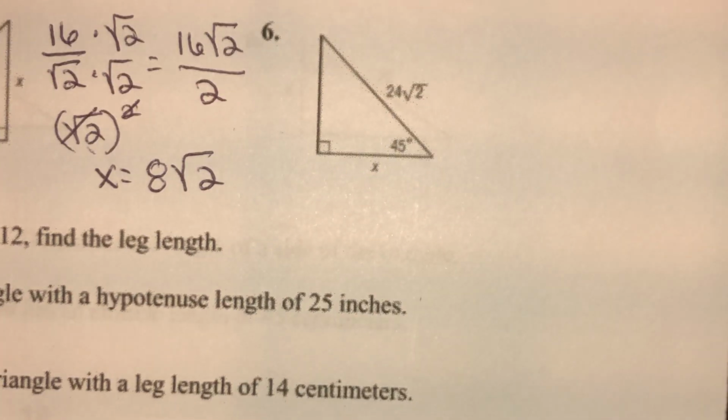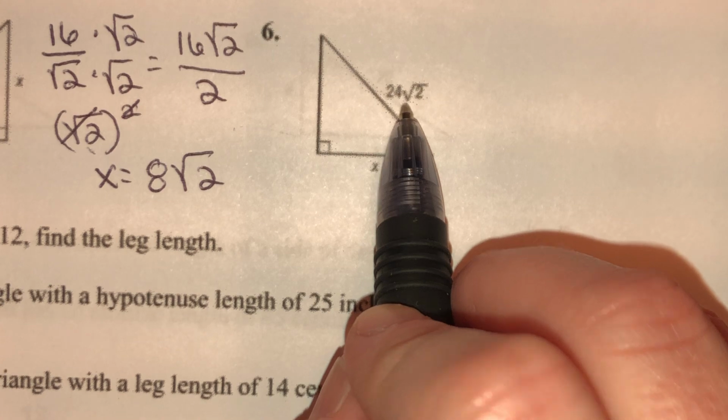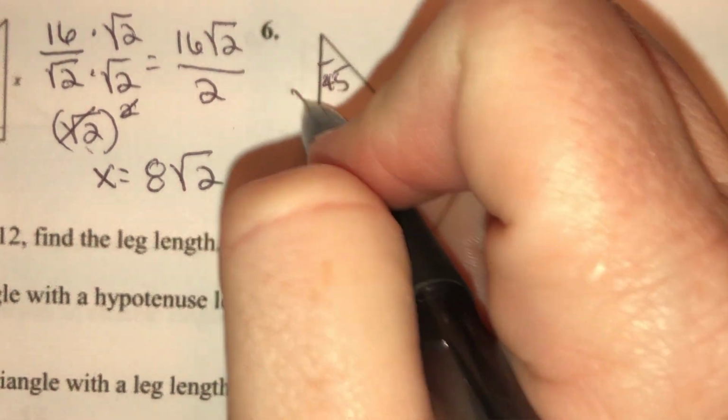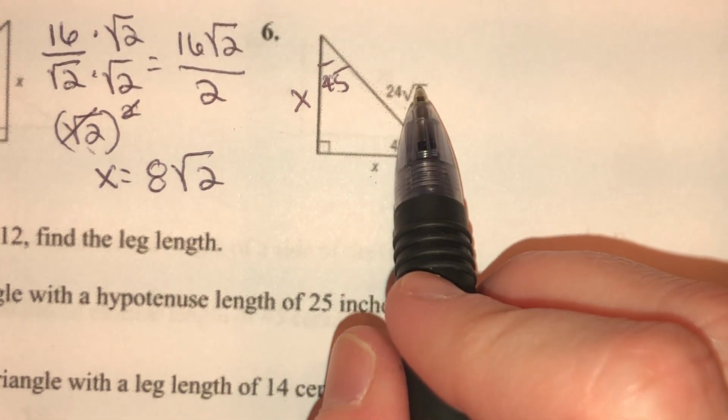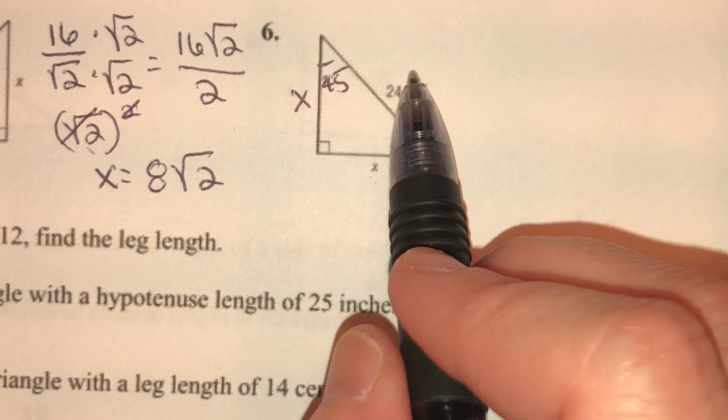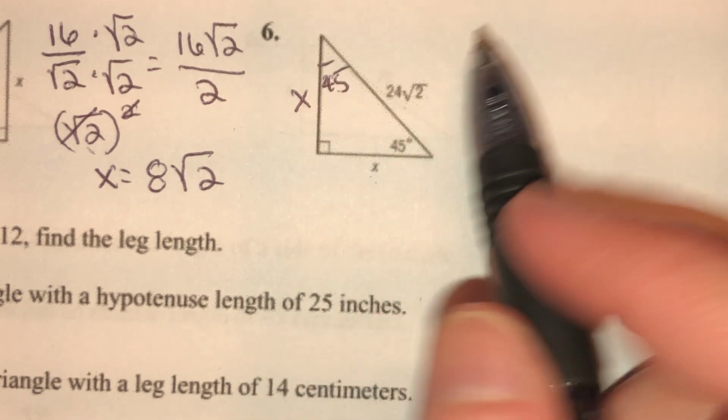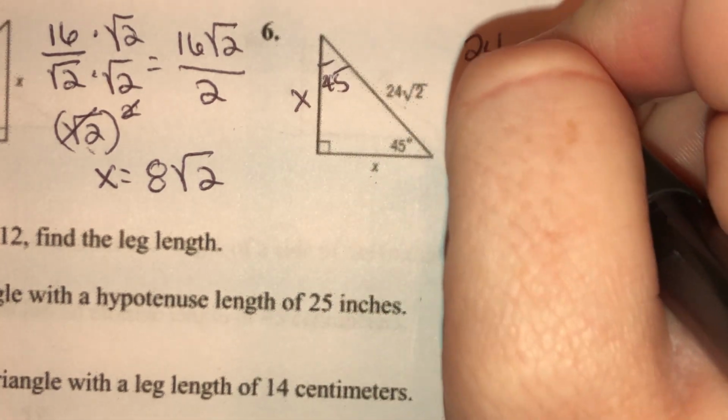All right, last one, number 6. Here's my hypotenuse, here's my leg. It's a 45, 45, 90. Both legs are the same. And I took the leg, I multiplied it by square root of 2, and I got the hypotenuse. So to find the leg, I'm going to divide by square root of 2.